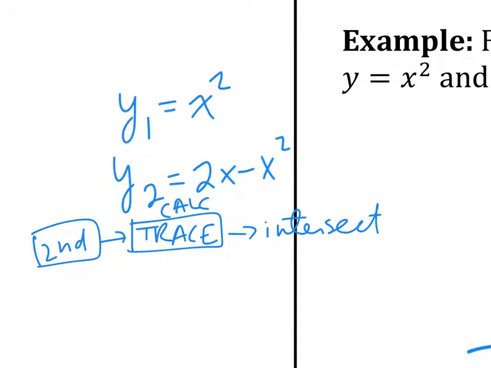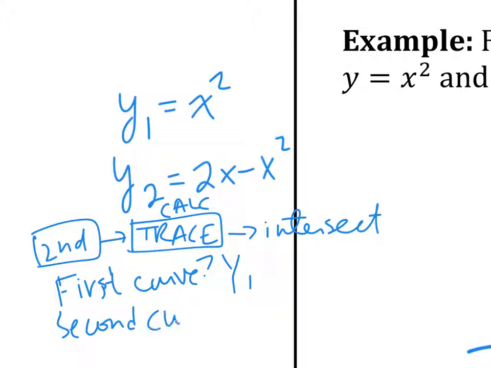It's going to ask you first curve. Just press enter, and then it's going to go to second curve. So on the top, it says y1. And when you press enter, it goes to second curve. And then on the top, it says y2. So then they're trying to ask you which two curves do you want me to figure out the intersection of? Okay? All right, and then press enter.